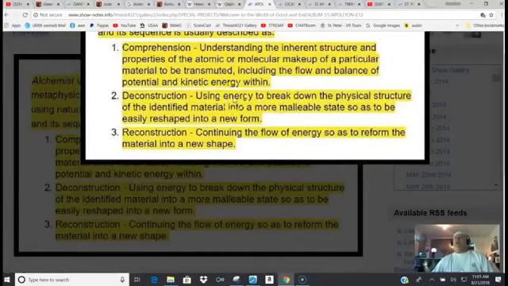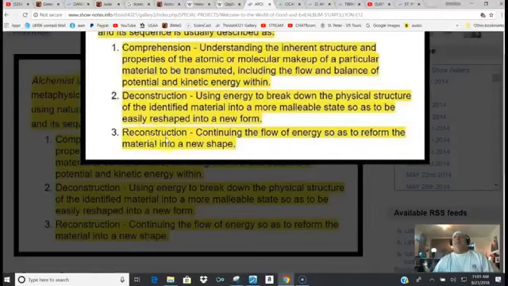Deconstruction: using energy to break down the physical structure of the identified material into a more malleable state so as to be easily reshaped into a new form. I got a great idea. Let's put them in a host body system and we'll put a demon linked to them. We'll have two different energies. And then, because they're separated from the Lord God, they will be turned into something different. They'll no longer be acceptable there, and so they'll have to go a different direction when that host body dies.